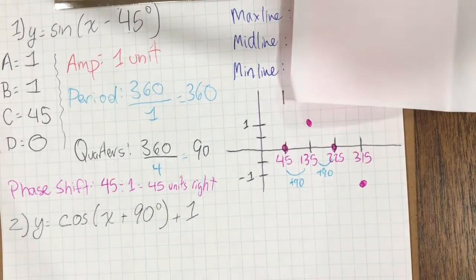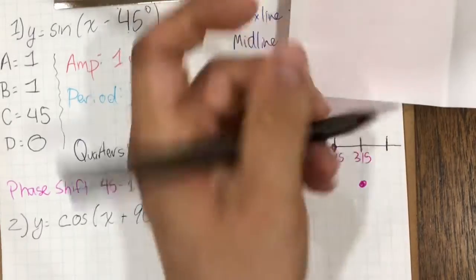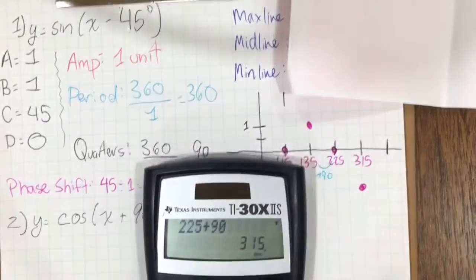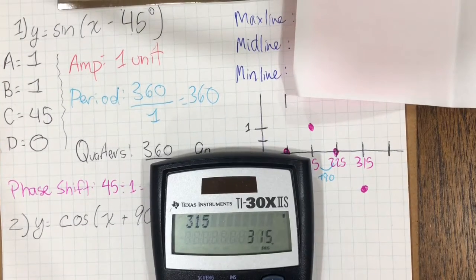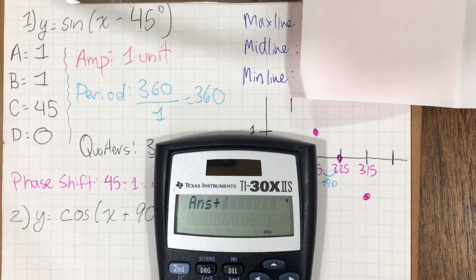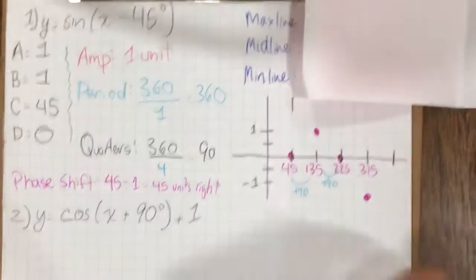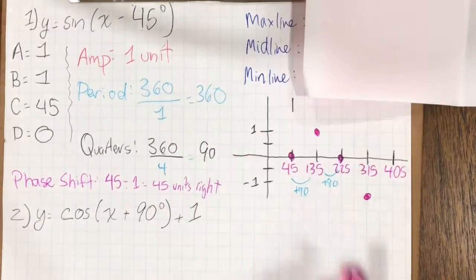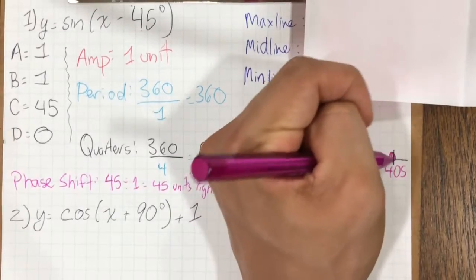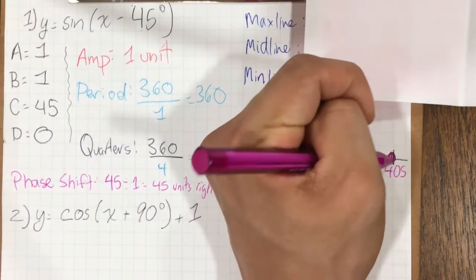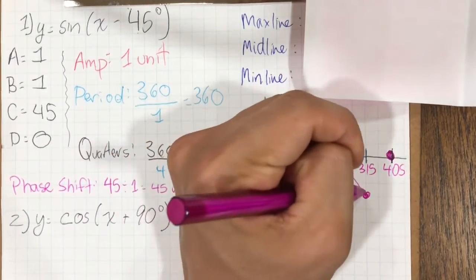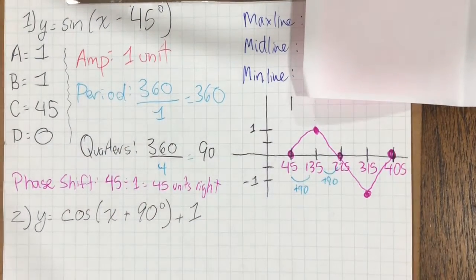All right, so I'm going to add 315 and 90, and that should give me 405. So I'll go from 315 to 405, and that's going to be my mid. And then connect my points. And there we have it. We have our graph for number 1.